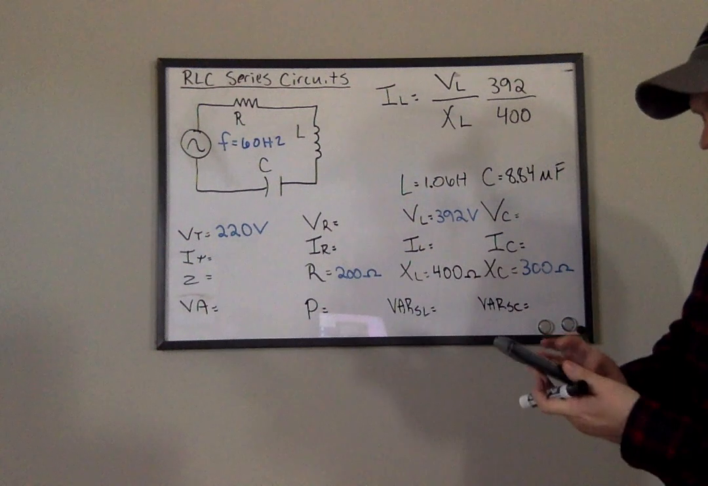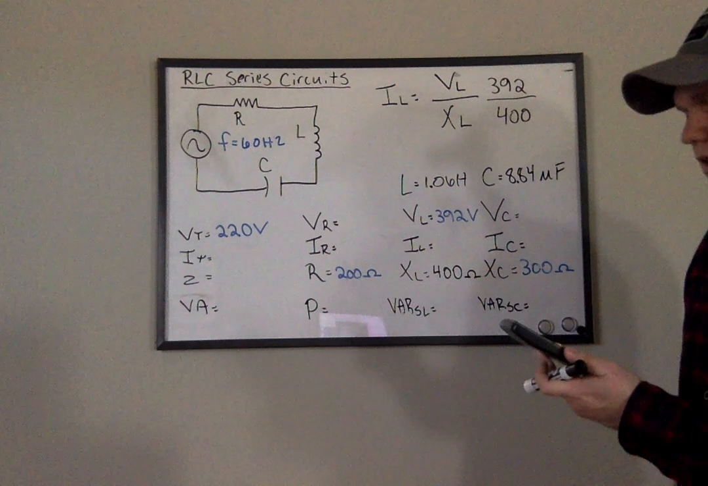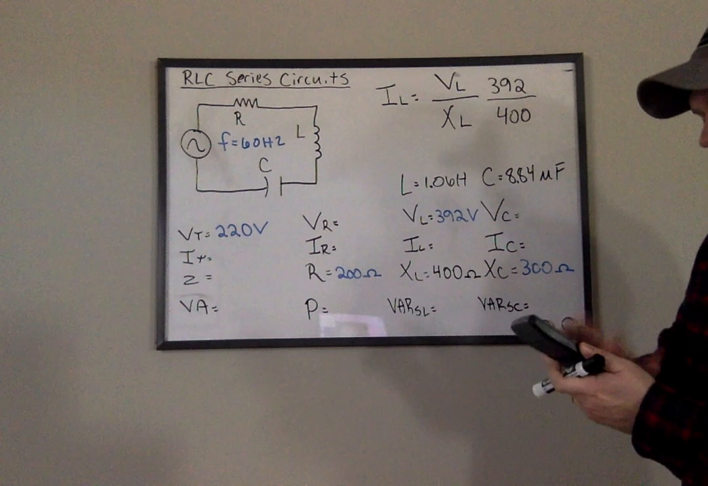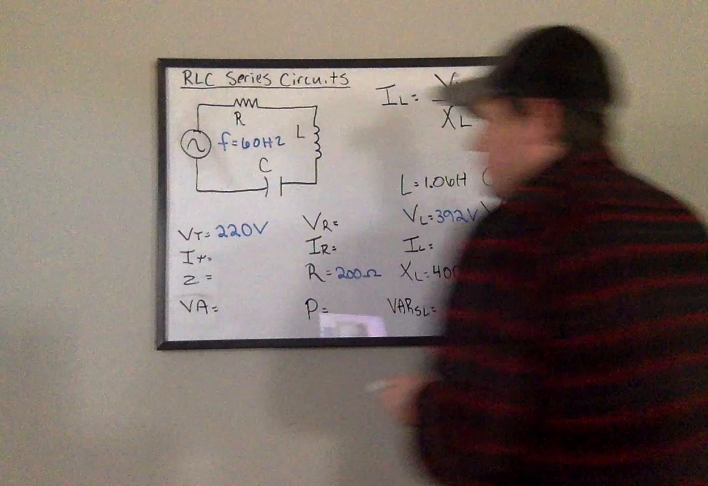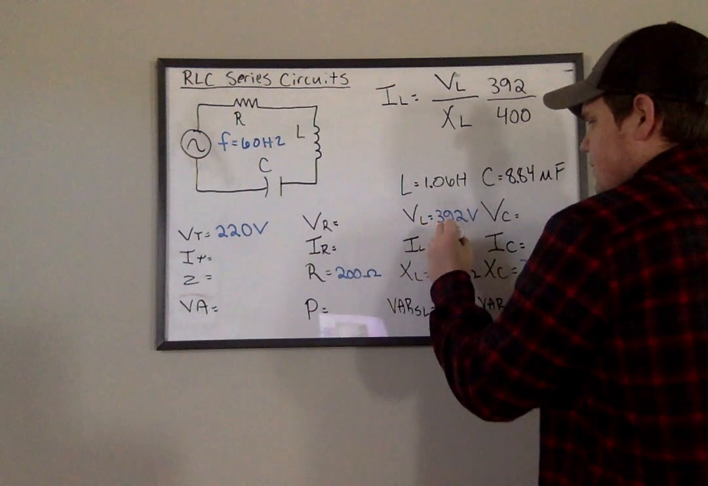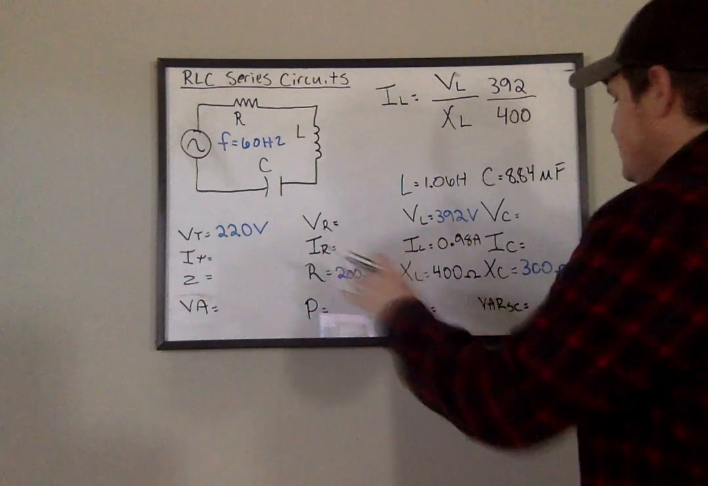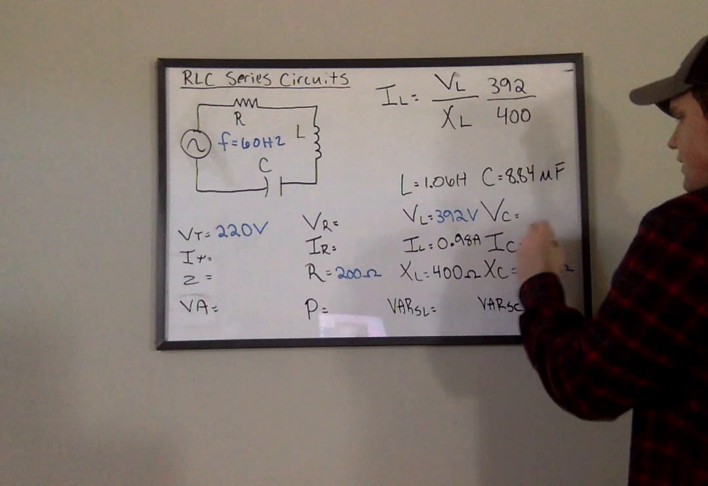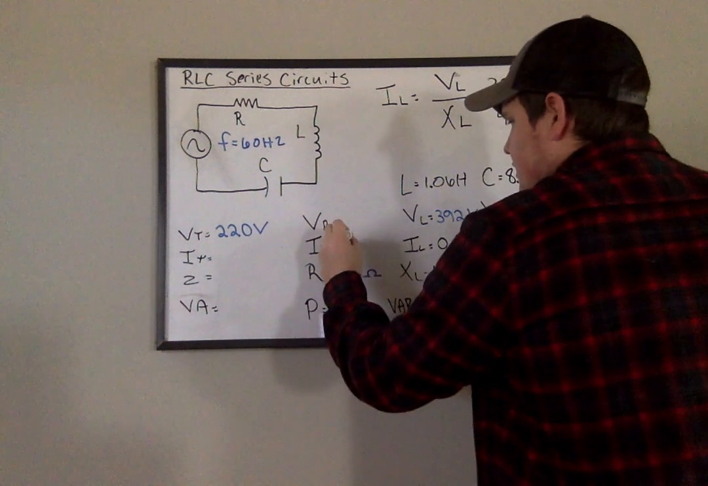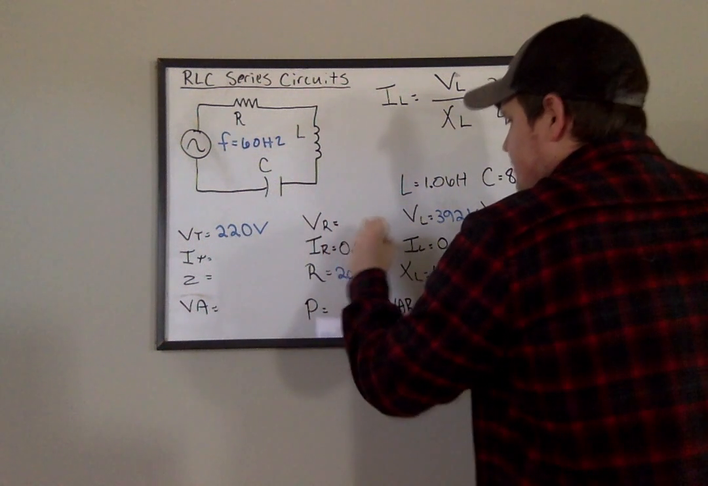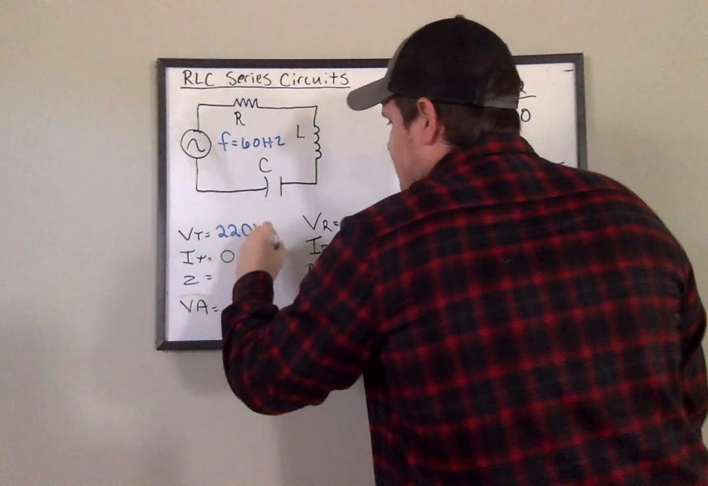So 392 divided by 400 is going to give me 0.98 amps. So remember, once I have that current, that's the current everywhere. So IC is going to be 0.98 amps. IR is going to be 0.98 amps. And I total is also going to be 0.98 amps.